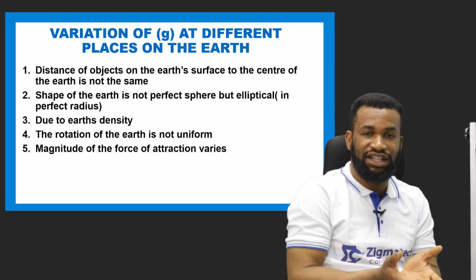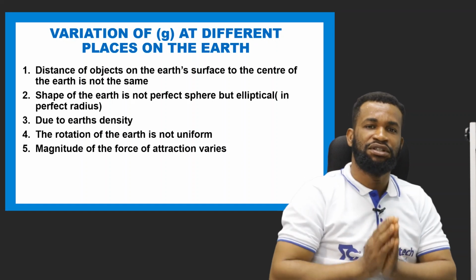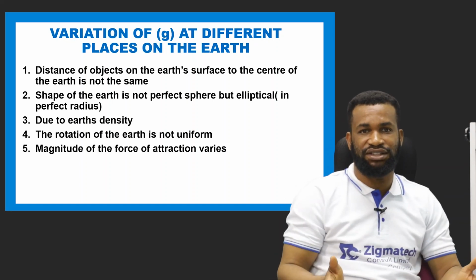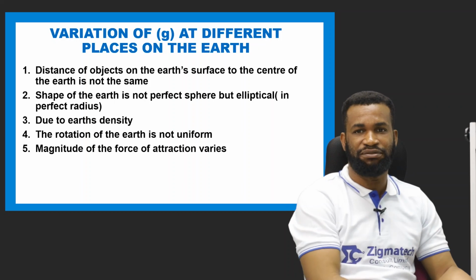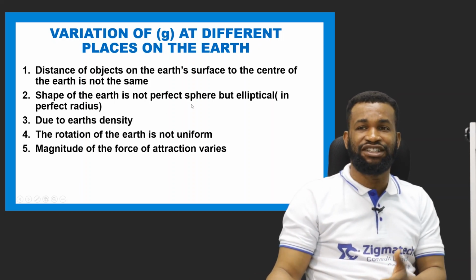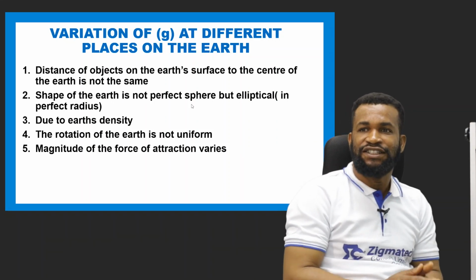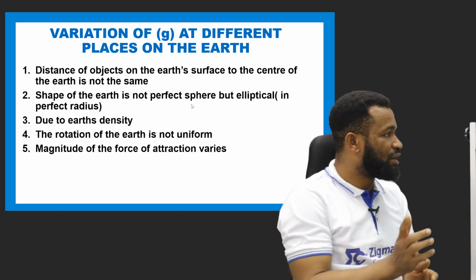especially when you want to consider it in terms of the force. Because the distance from the center of the Earth is not the same, and that is also based on the shape of the Earth, acceleration is not going to be the same. Number two is the shape of the Earth, which I just mentioned. It's not a perfect sphere, but elliptical, and because of that, it does not have a perfect radius. Look at what I mean by elliptical.